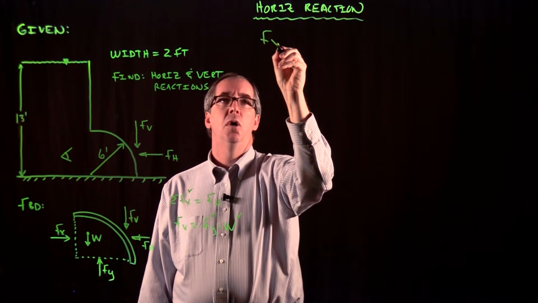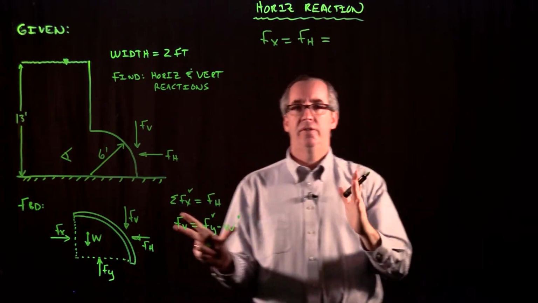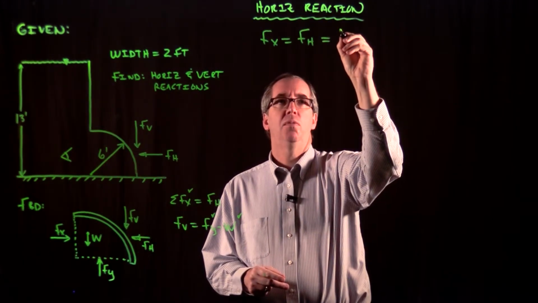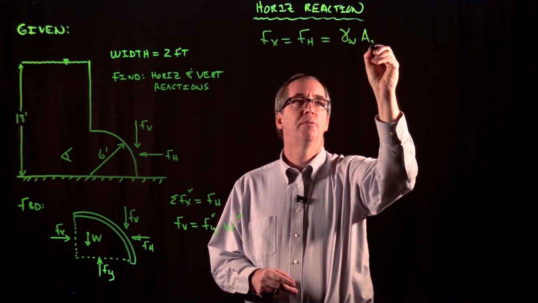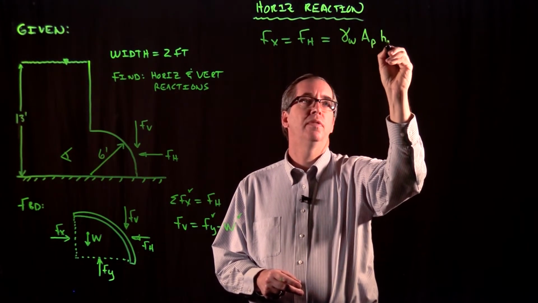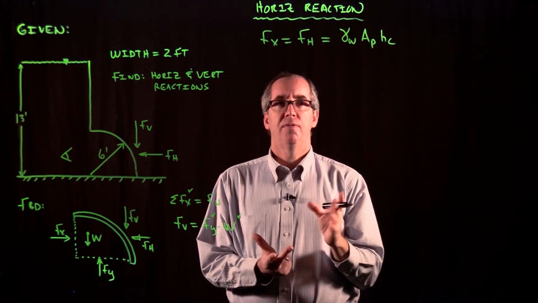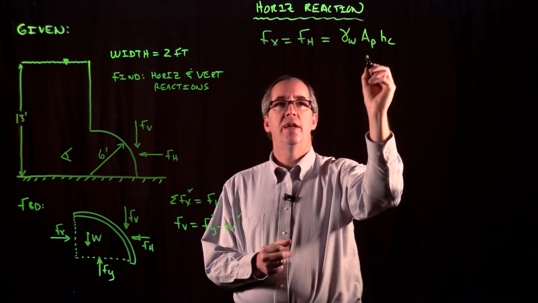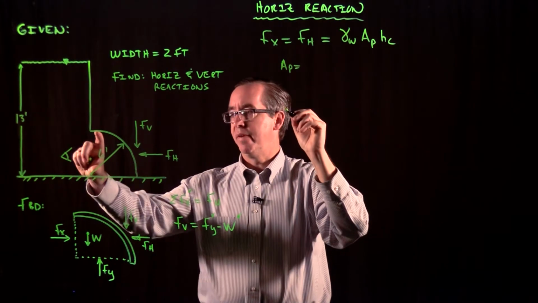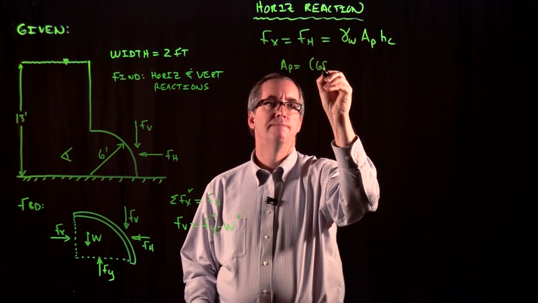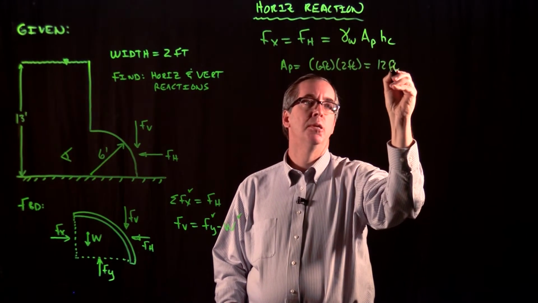As we know, Fx is equal to Fh. The equation for this is very similar to what we've done in the past. It's the specific weight of the water times the area, and I'm going to put a subscript P for projection, times the depth of the centroid. It's very similar to the formula we've used for hydrostatic forces on planes. The only difference is that now we're looking at the area of the projection. In this case, we have a gate that's 6 feet tall by 2 feet wide, so that gives us an area of 12 square feet.